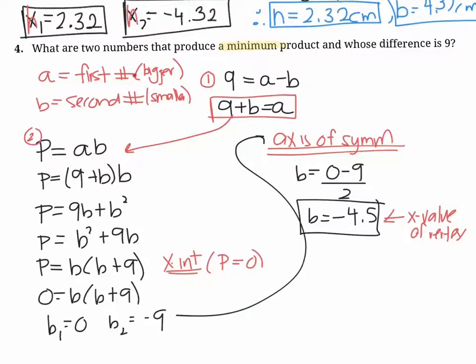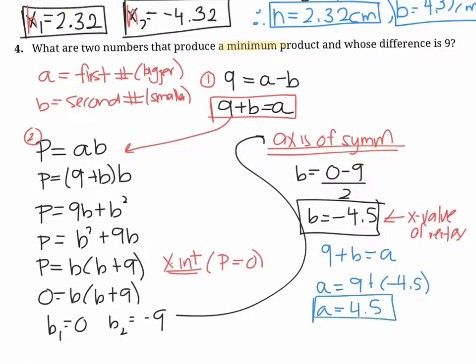So let's take a look at our whole page. What can we use to find the other number? This guy right here. We can use our first equation, which is that 9 plus b has to equal a. So let's solve for a here. I'm going to put 9 plus, and I've got -4.5. And our a value is 4.5. So here are our two values, 4.5 and -4.5.